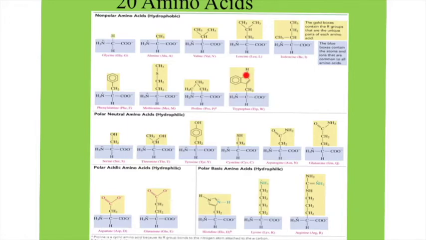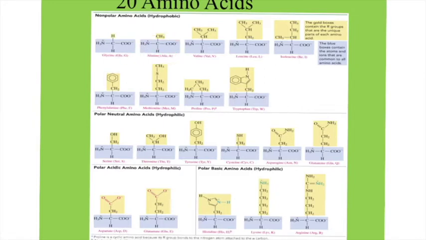There is one exception for tryptophan here, but this is nonpolar. And then there's one exception for methionine. It has a sulfur, but it's still a nonpolar molecule. Okay, so glycine just has an H. Its 3-letter abbreviation is GLY. Its 1-letter abbreviation is G.